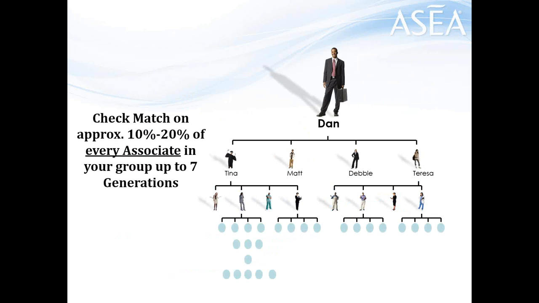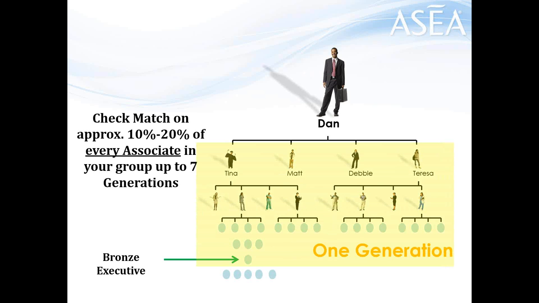Now you're going to check match approximately 10 to 20%, more like 10 to 15%, on every associate in your group up to 7 generations. When you are a bronze, you get 1 generation. A silver is 2. A gold is 3, etc. Triple diamond, 7 generations. What is a generation? It goes all the way down to someone who achieves the rank of bronze executive or higher. Okay? That's 1 generation. That could be hundreds or thousands of people. That everyone who gets a team commission check, you get 10 to, let's say, 15% of that amount added to your own earnings. How powerful is that? Okay.